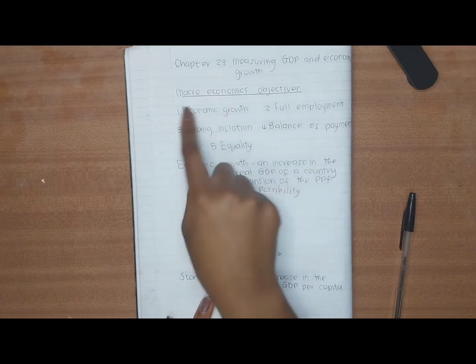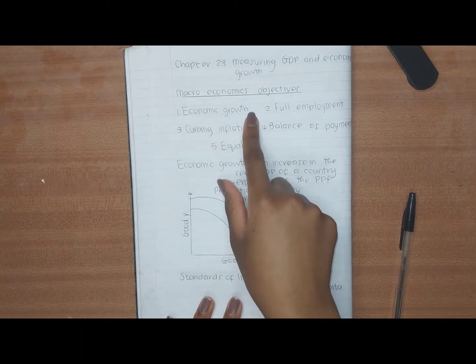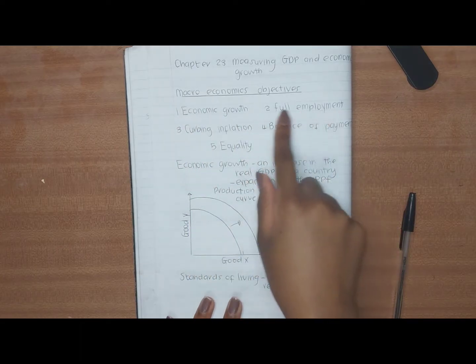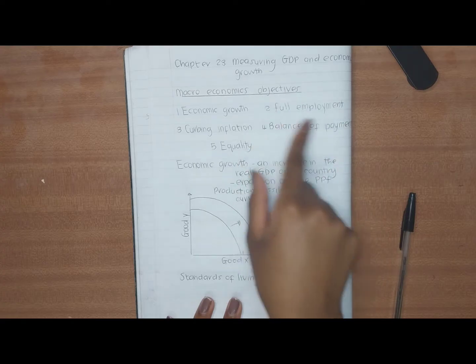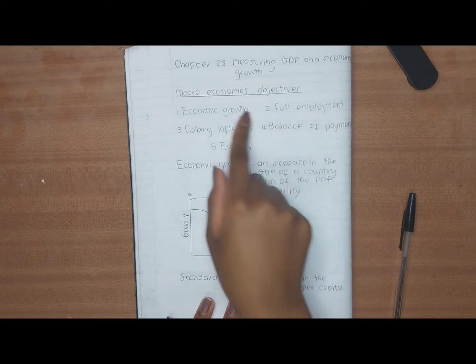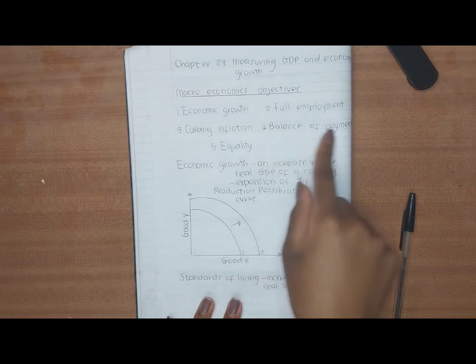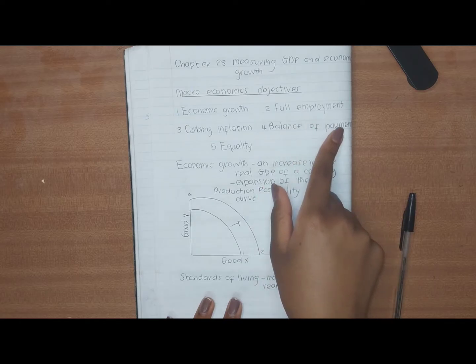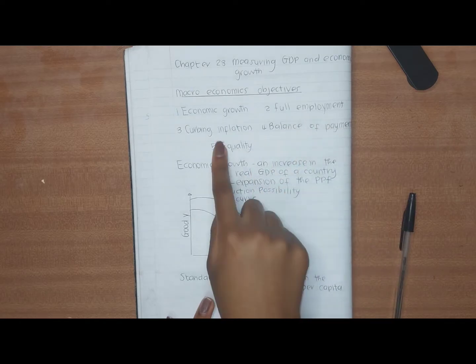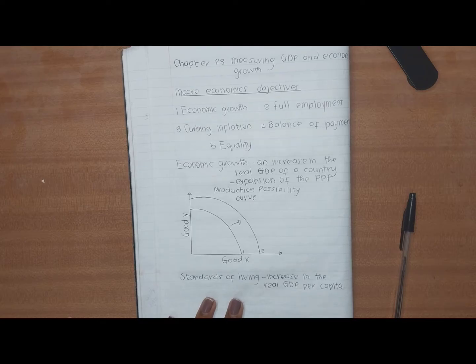So in the first chapter, we look at the first one, which is economic growth. In the next video, I'm going to cover monitoring jobs, which will be looking at the second objective. And then I'll look at inflation. And then I'll touch a bit on balance of payments, but you don't need to worry too much about this one and this one. So let's get right into it.